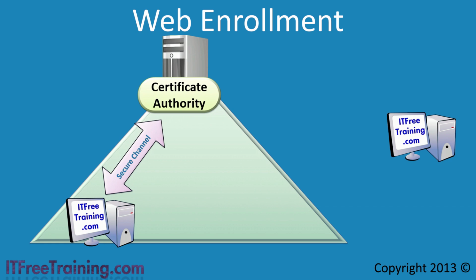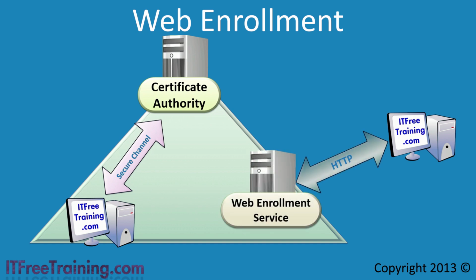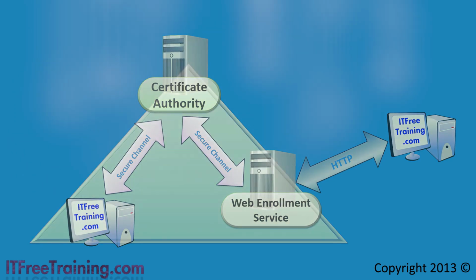Web enrollment works by having a server that is available on the Internet using HTTP. Web enrollment provides a proxy-like service to the certificate authority. Since the Web Enrollment Service is on a server that is part of the domain, it can use a secure channel to communicate back to the certificate authority. This means that the certificate authority is never connected directly to the Internet and thus is protected from attack.